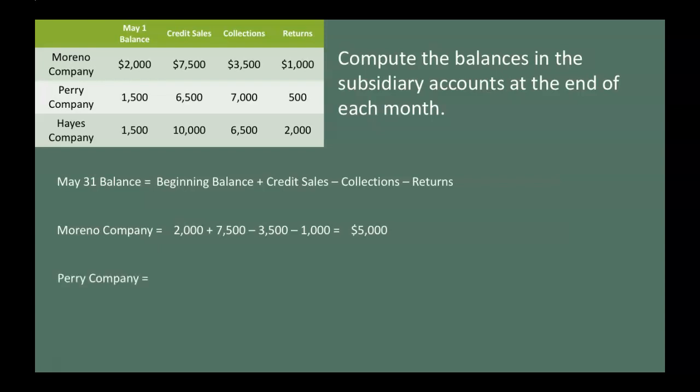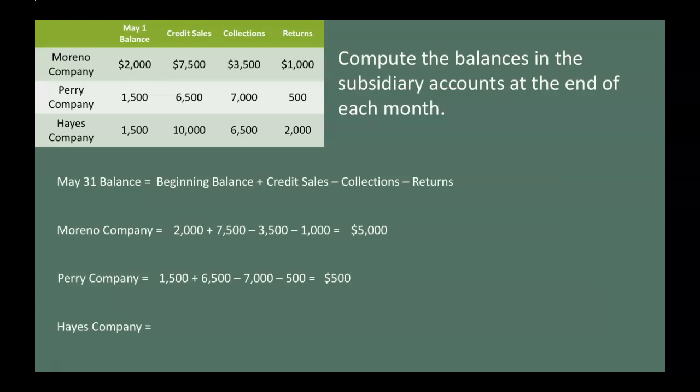Now Perry Company, they started off with a beginning balance of $1,500. We made credit sales to them worth $6,500. They paid us $7,000 this month, and then they returned $500. So at the end of the month, they only owe $500.